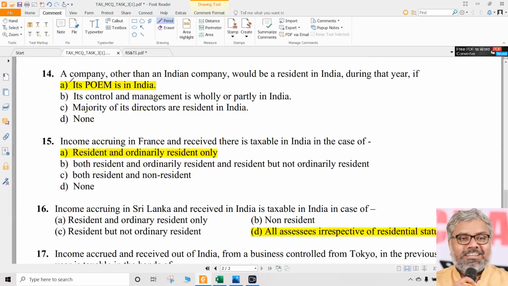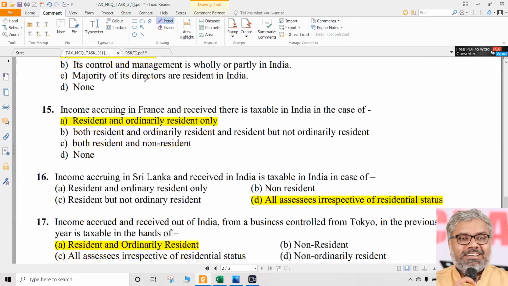Then question number 14, a direct question. A company other than an Indian company would be resident in India only if POEM is in India. Naturally, when it is not an Indian company, it will be resident only if POEM is in India. So the correct answer is A.